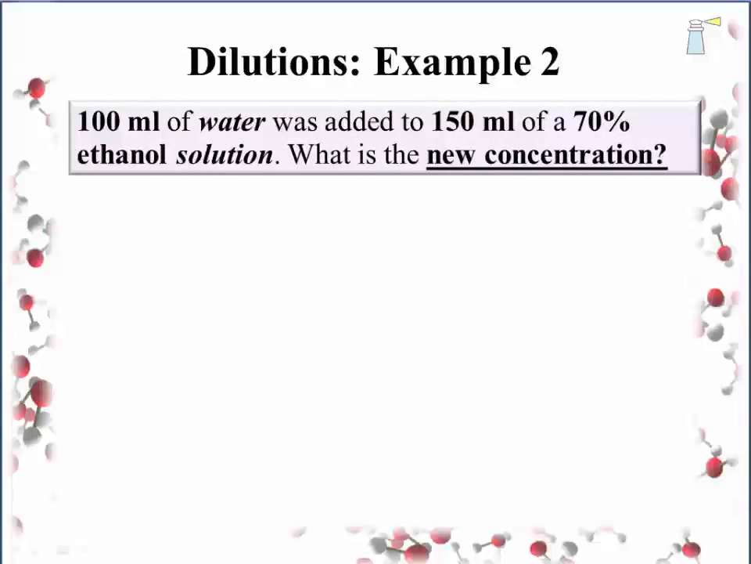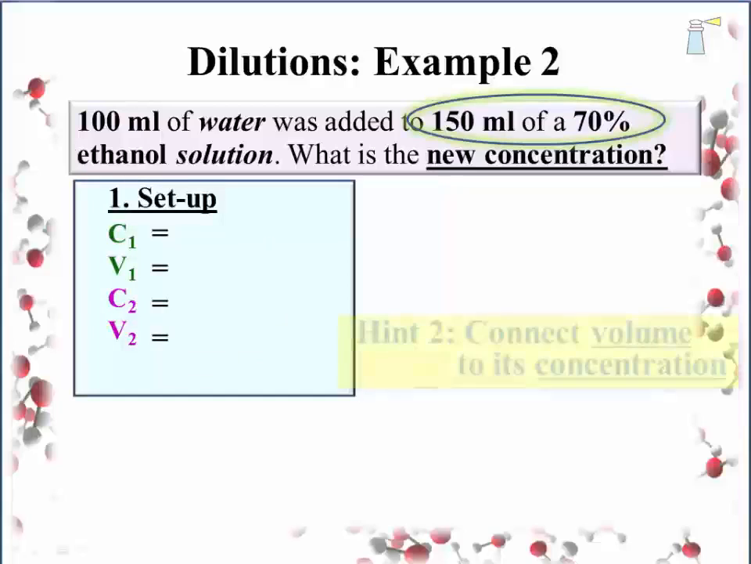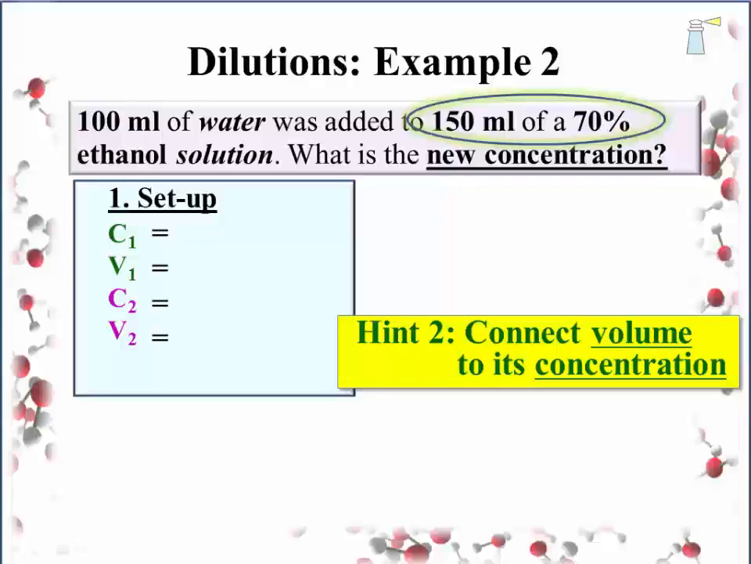Almost. 100 mL of water was added to 150 mL of a 70% ethanol solution. What is the new concentration? The solution to the problem begins with the setup. Looking at the problem, we see a volume attached to a concentration. Hint number 2 says to connect a volume to its concentration. If that is done for one pair, the before pair or the after pair, then the other values have to belong to the other pair. The 150 mL belongs to the 70% concentration.